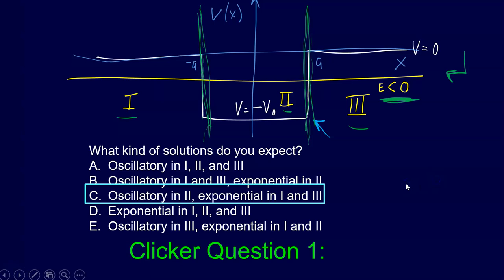Okay, hopefully we got C: oscillatory in 2 and exponential in 1 and 3. There are different ways to think about this. You can do it with the differential equation.